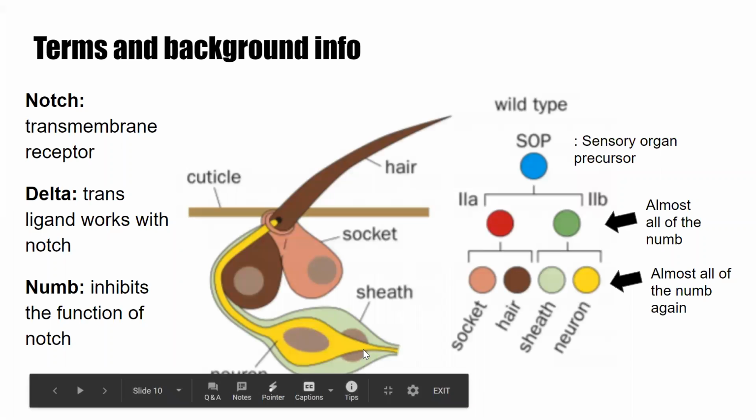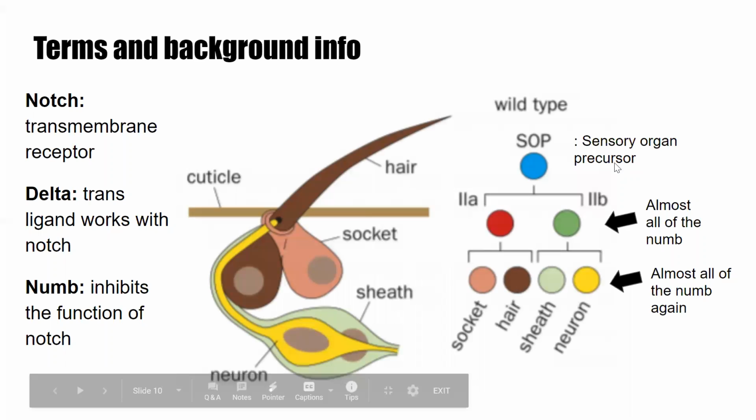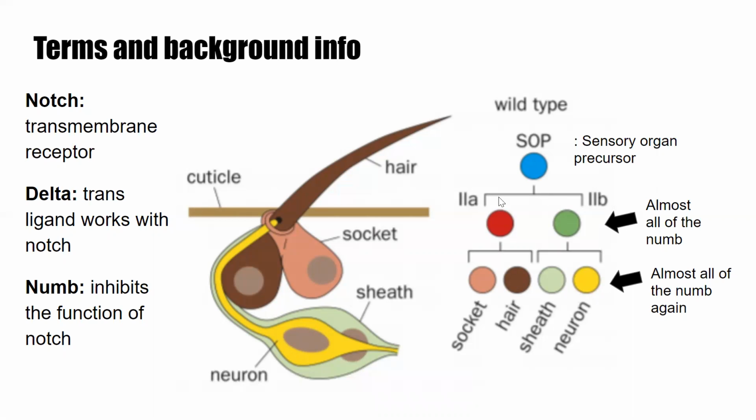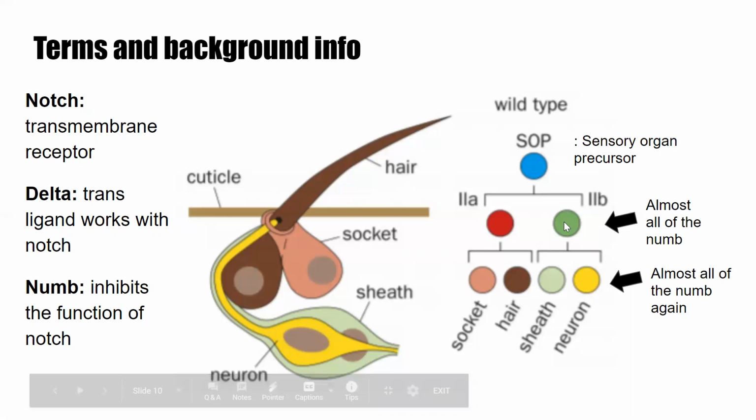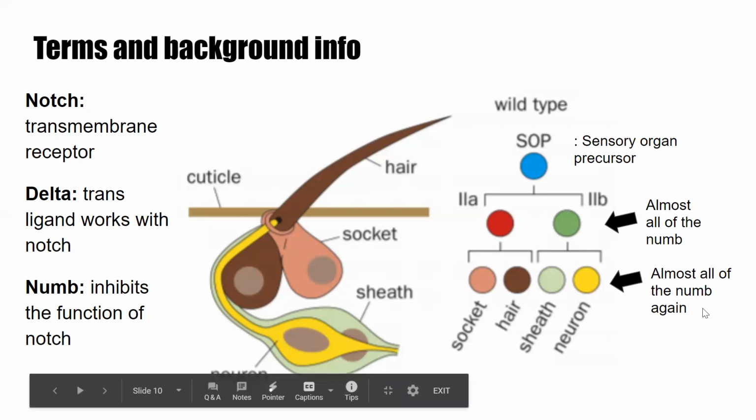And this is the sensory organ in the Drosophila. So we start off with the sensory organ precursor, which divides into two cells, 2A and 2B, and the cell ends up having almost all the Numb, which remember inhibits the function of Notch. It has all the Numb because it's asymmetrically localized when it's splitting. And so that happens again, so the neuron ends up having almost all the Numb again.